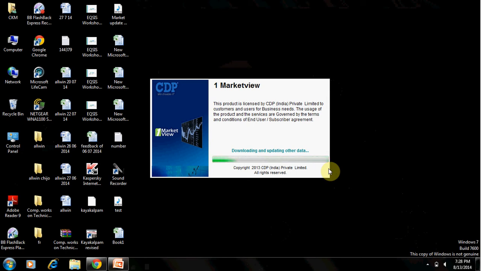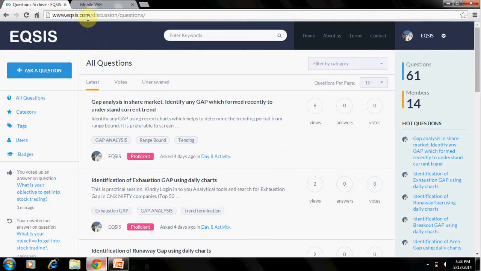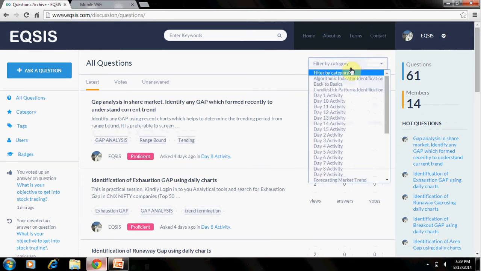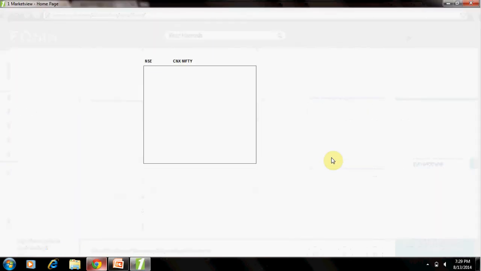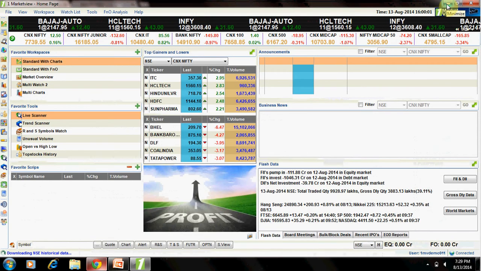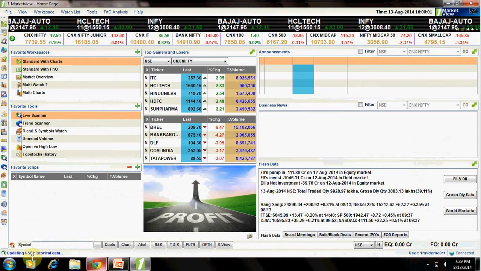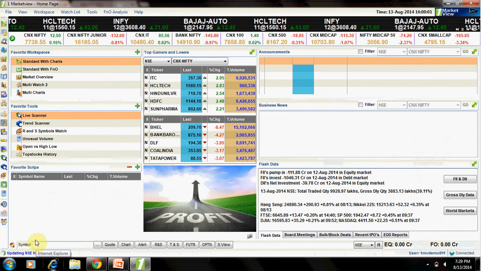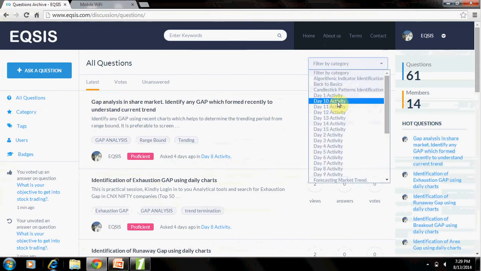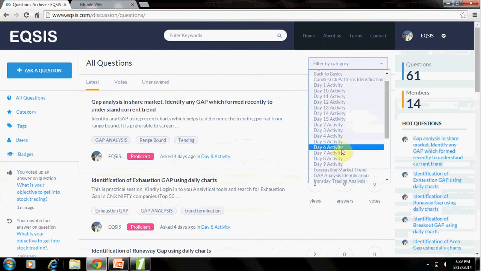Just leave this for now. Now go back to your email. I hope you know the forum ID, so come to your forum and log in. I hope you have completed till day 5. Now you have to choose day 6. The software is open for the time being until it downloads all the historical data, so do not disturb it. Just minimize it, come here and go to the day 6 activity.